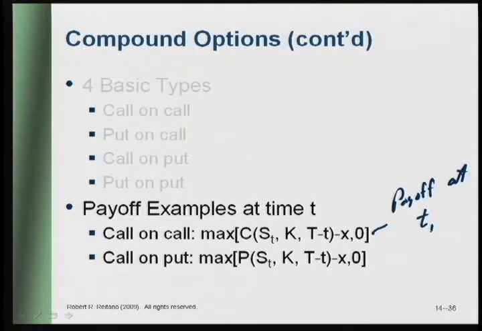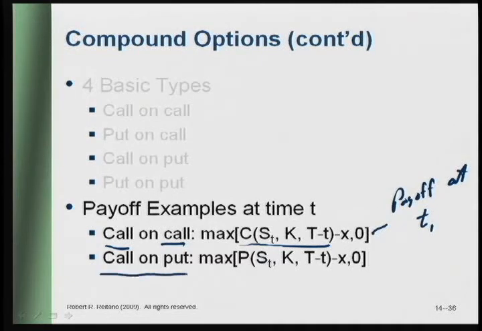A call on a call means we have a right to buy this call option. The call option is on S, it has a strike of K, and it has a term of capital T minus little t, what's remaining. We have a right to buy that for a price of X. So there are two strike prices: the strike price of the initial call, and the strike price of the final call. At time little t, we can exercise this option, and of course we will if the call on S is worth more than X, and we won't otherwise.